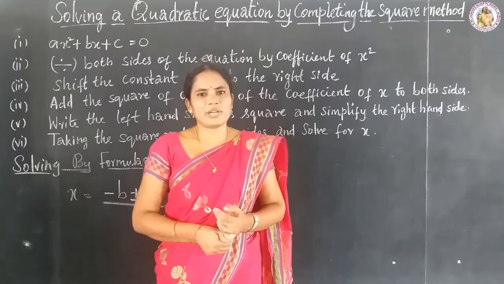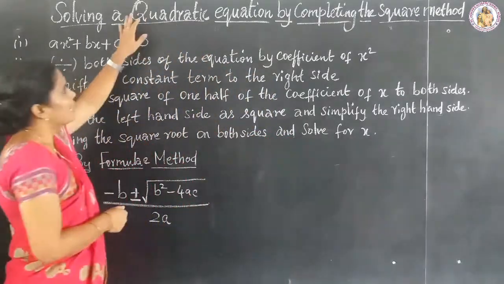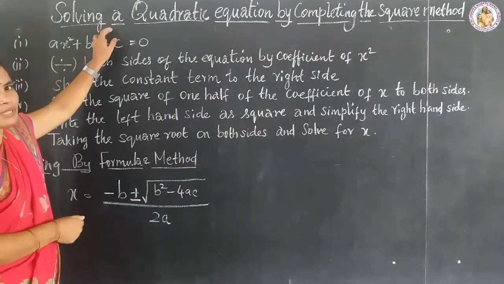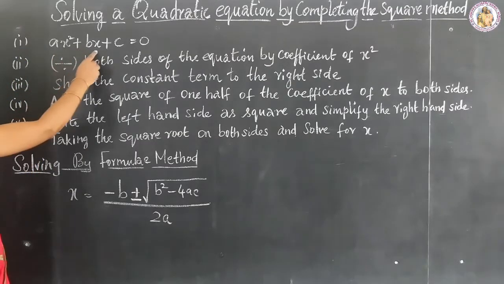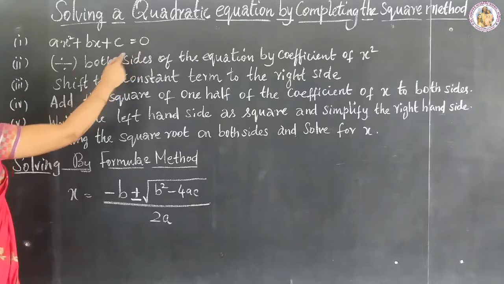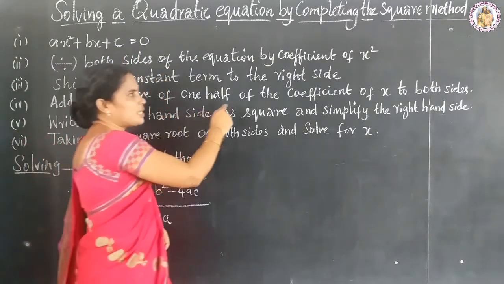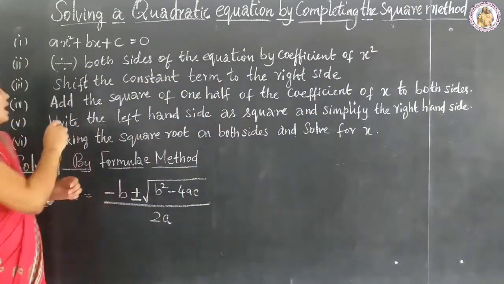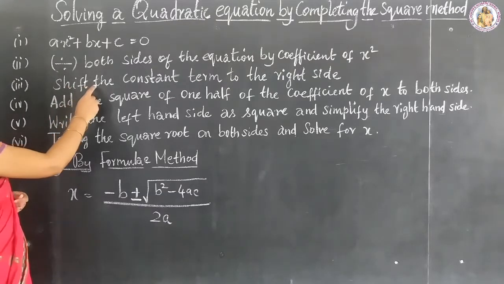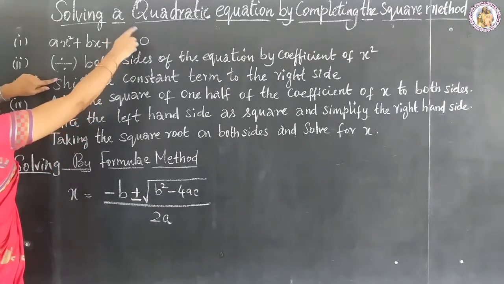Having learned exercise 3.11, before going to the exercise, let us know the concept of solving a quadratic equation by the completing square method. Step 1: Write the quadratic equation in the standard form, that is ax square plus bx plus c is equal to 0. Step 2: Divide both sides of the equation by the coefficient of x square, so that the coefficient of x square becomes 1. Step 3: Shift the constant term, that is c, to the right side.